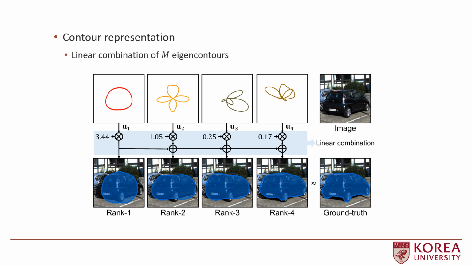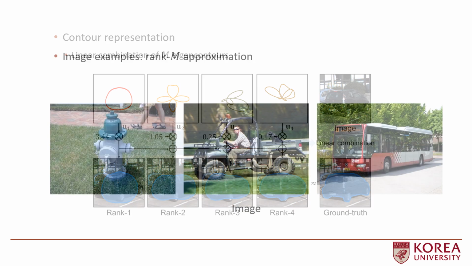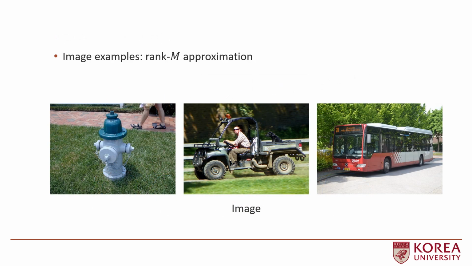Figure shows rank for approximation. In this part, we show image examples of rank m approximation. As m gets larger, the rank m approximations get closer to the star convex contour. The rank 20 approximations can represent object boundaries faithfully, almost identical to the 360-dimensional contours.